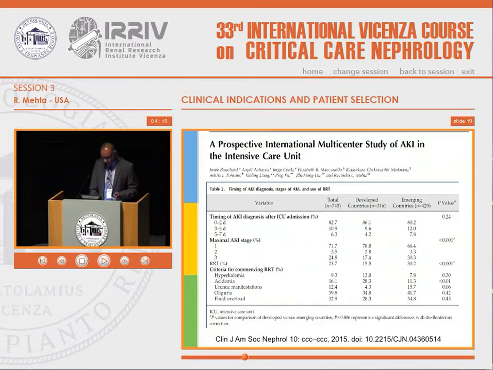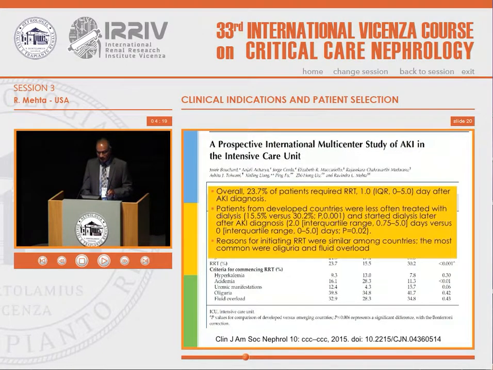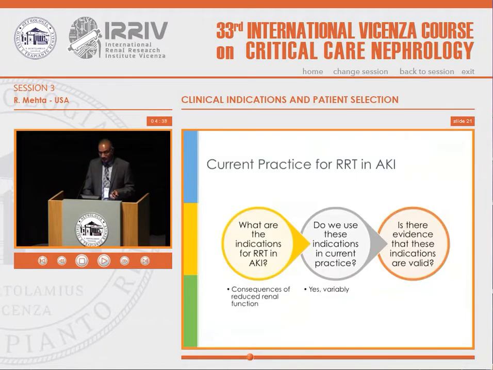So in answer to that second question, are we using them in practice? The answer is probably yes. And in our analysis from this international registries, you can see that to a large extent, about 23% required renal replacement therapy, and patients from developed countries were less often treated with dialysis, even though dialysis is much more available in the developed world as such.